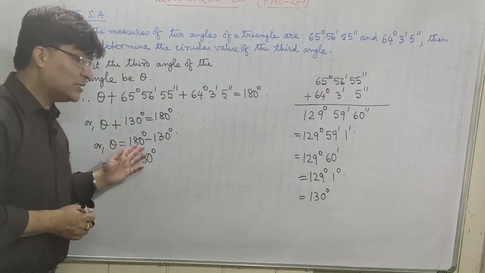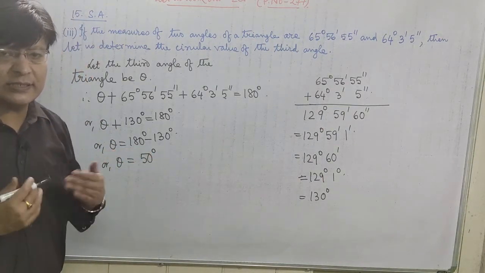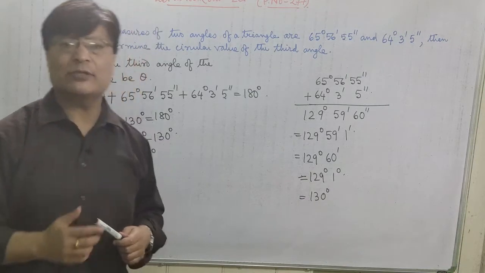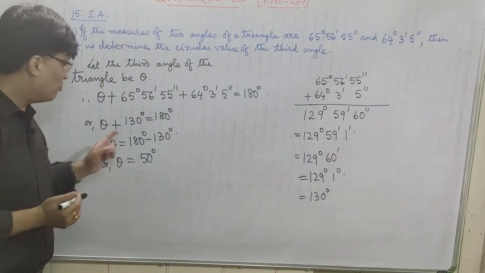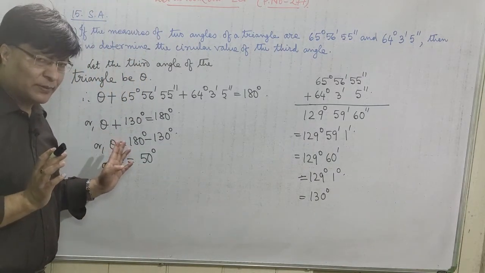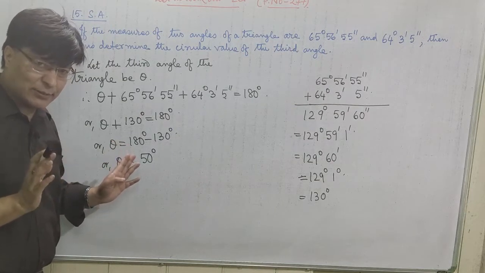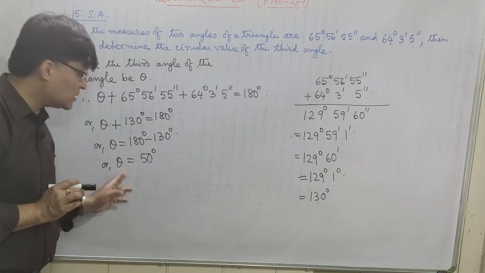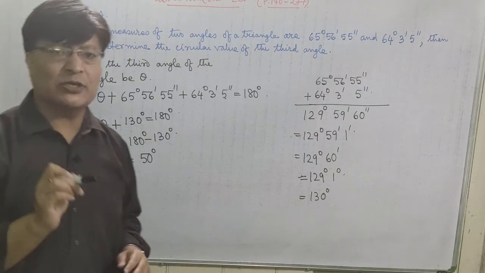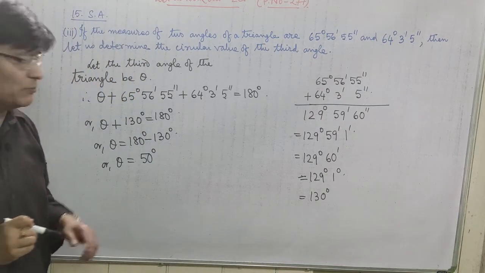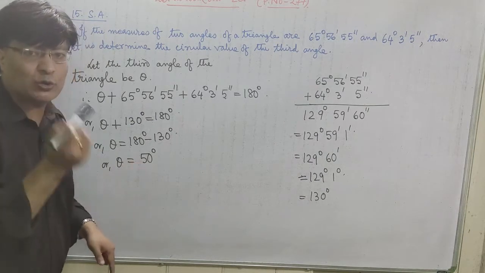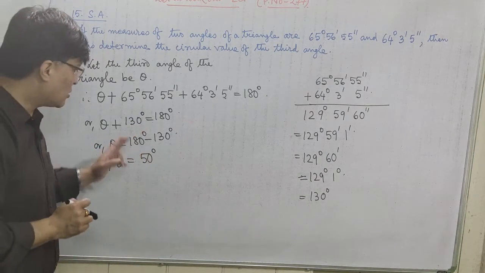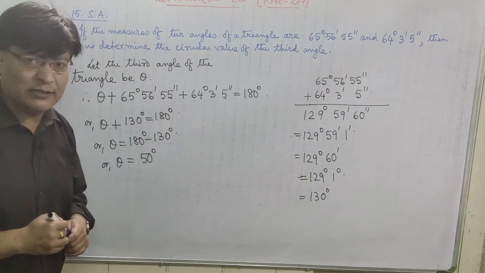So this third angle is in terms of, sorry, it is not in circular measure. Since this is 50 degree, this third angle is in terms of sexagesimal system. Now you have to convert into circular system. Circular system means you have to convert into radians.